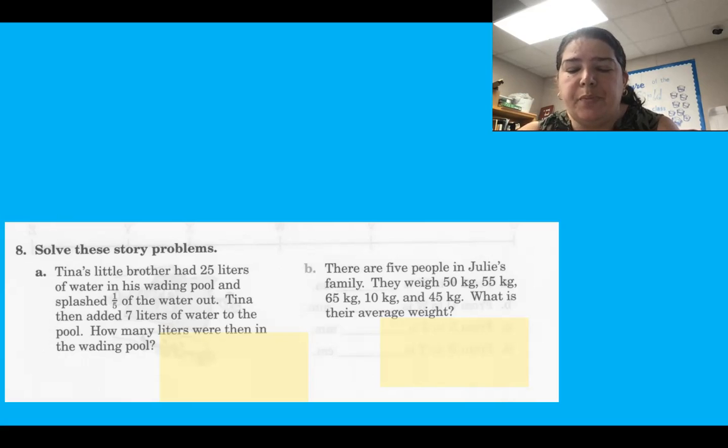Letter B. There are 5 in Julie's family. 5 people in Julie's family. They weigh 50 kilograms, 55 kilograms, 65 kilograms, 10 kilograms, and 45 kilograms. What is their average weight? Oh, do you remember average? Average is when you add up all the addends and divide by the number of addends. So let's do that. You have 50 plus 55 plus 65 plus 10 plus 45.